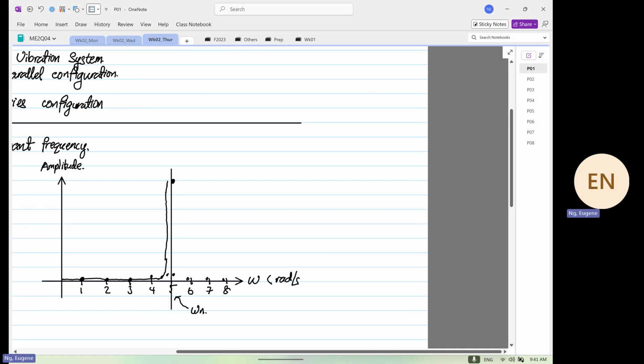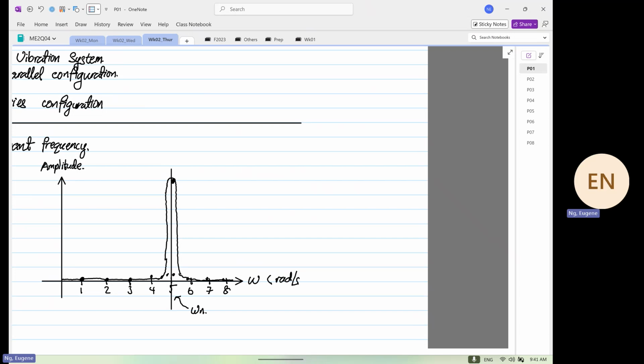Theoretically, it should go what? Infinite, but it did not go infinite. Okay, it does this. You can see for yourself. So that's how the frequency responds once it hits resonance. You can see some examples.